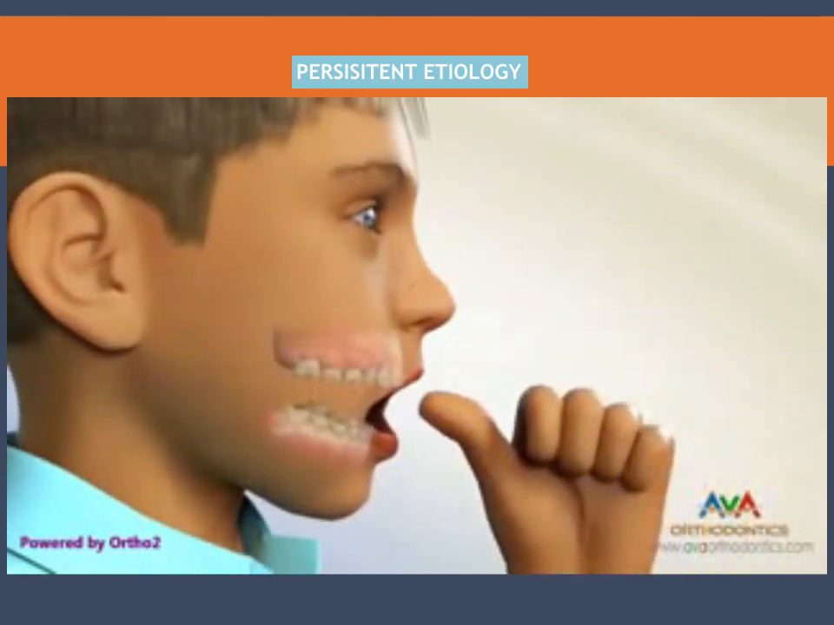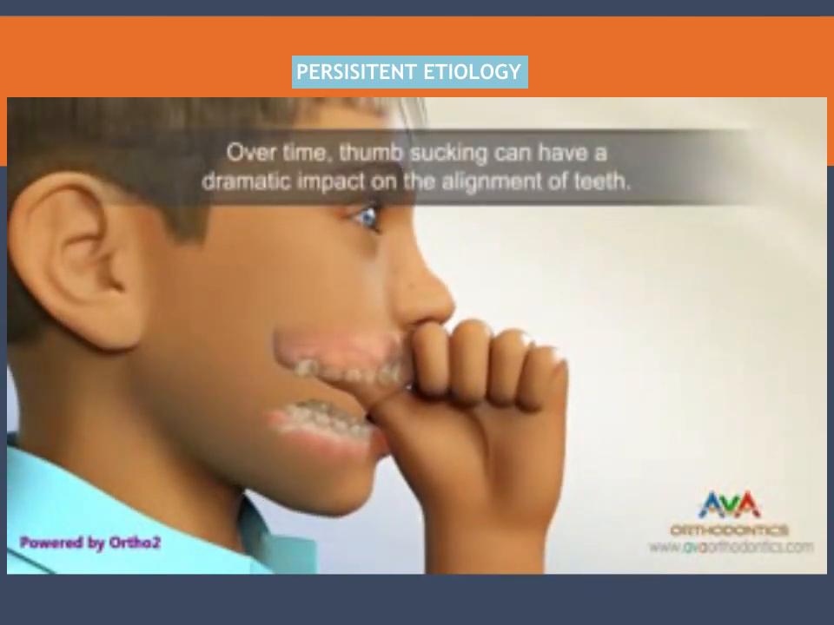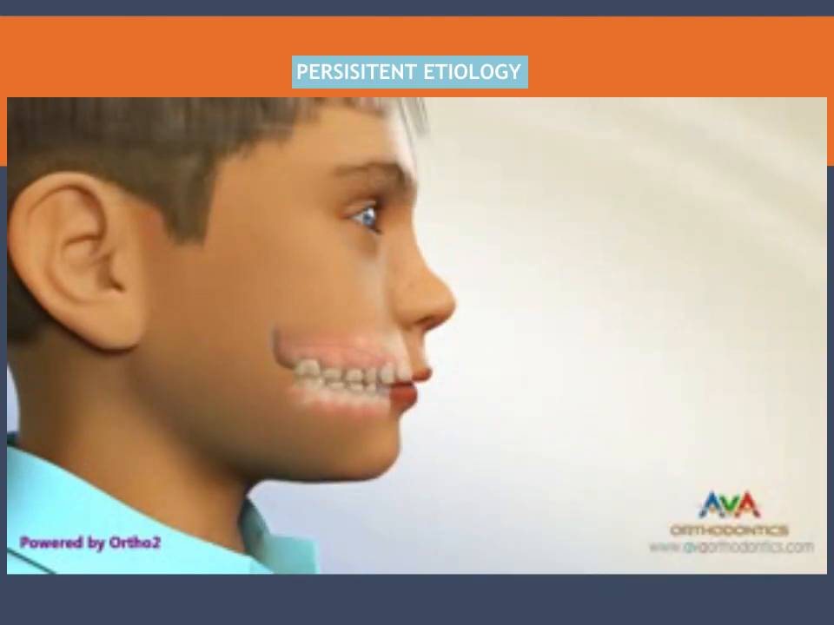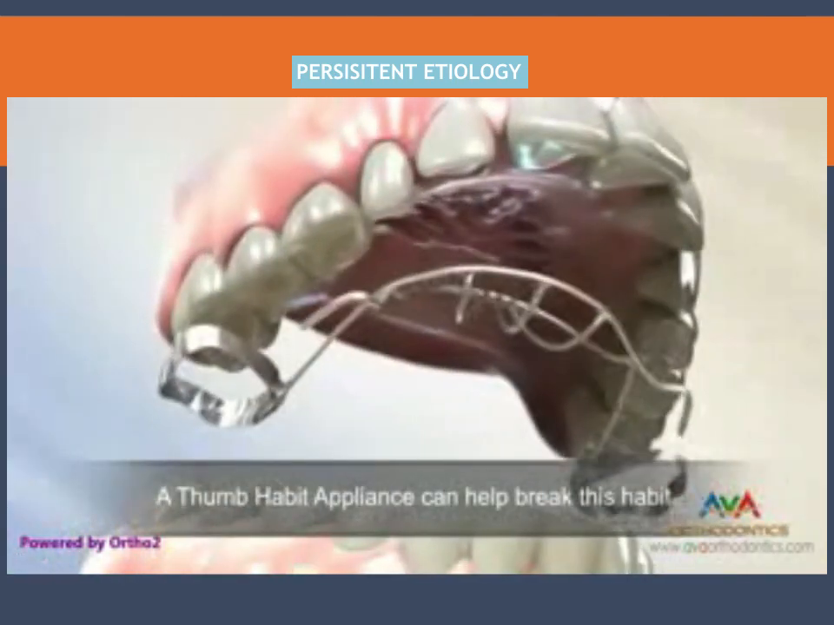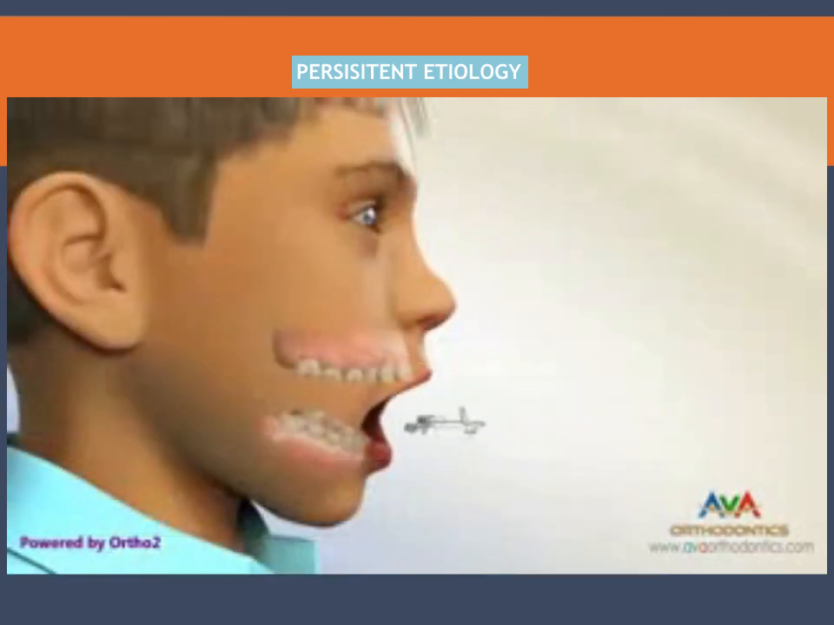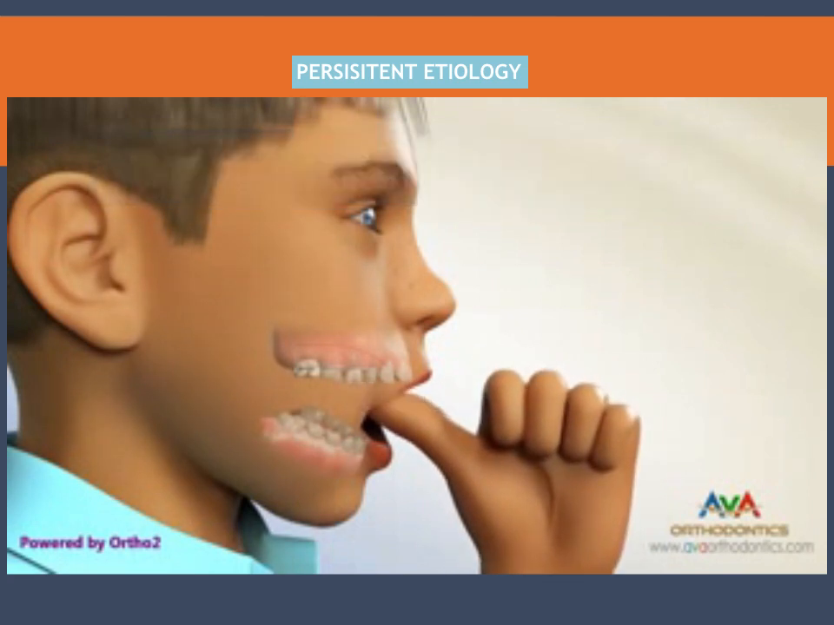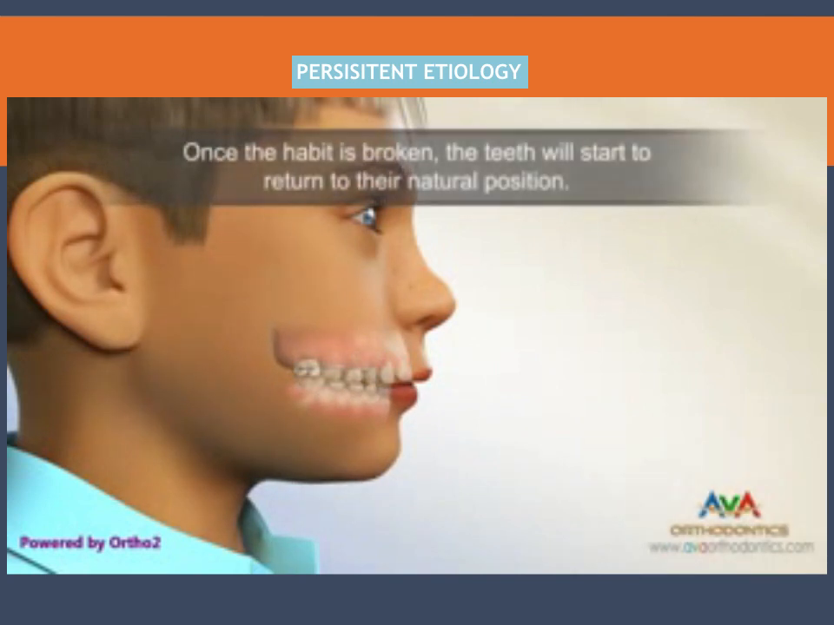So just have a look at this video on thumb sucking. Thumb sucking can have a dramatic impact on the alignment of teeth. A thumb habit appliance can help break this habit. The appliance makes it impossible to create suction, which is where the feeling of satisfaction comes from. Once the habit is broken, the teeth will start to return to their natural position.